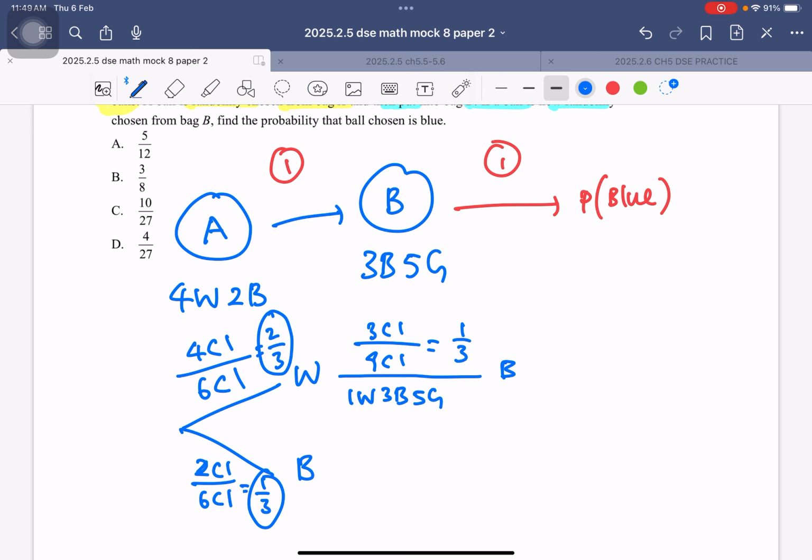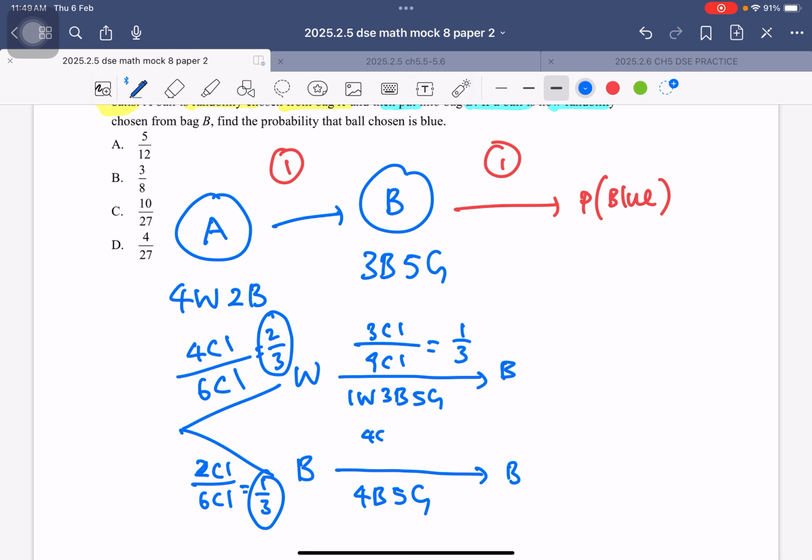Okay? And in the second case, we take out 1 blue ball, and the blue ball goes into bag B. So in total now we have 4 blue, 5 green. Then what's the probability to take out a blue as well? It's going to be 4C1 divided by 9C1, giving you 4/9.